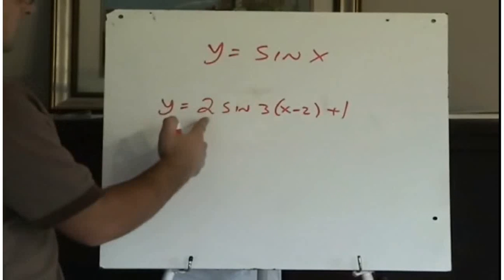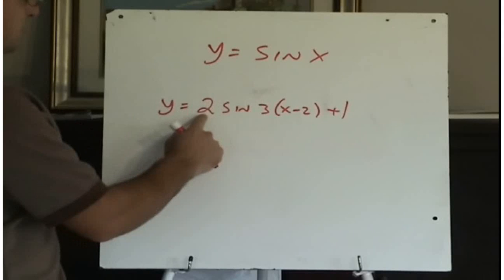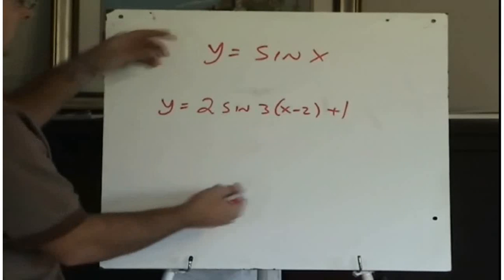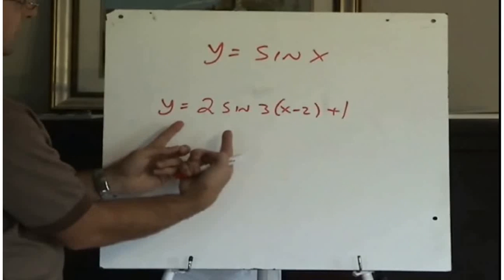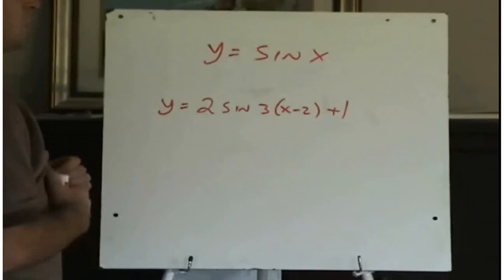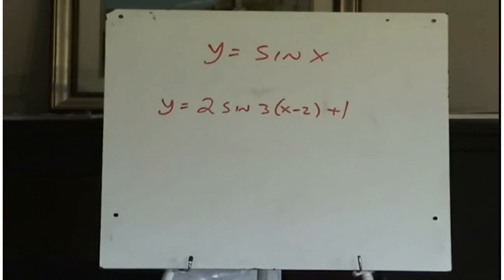And this function here would simply be the same as this graph, except you will need to vertically expand it by a factor of 2. You would need to horizontally compress it by 1/3. You would need to then move it right 2 and move it up 1. So let's look at how we would graph some of these.